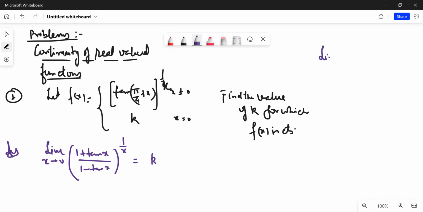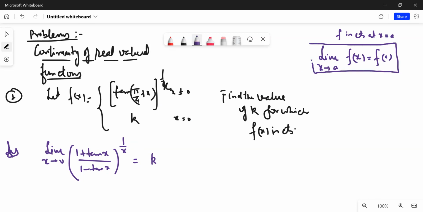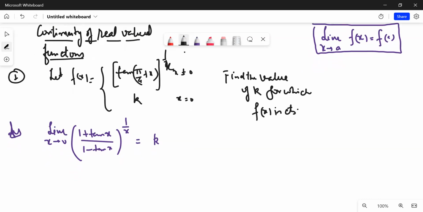So on the very first day when we were discussing continuity, what does it mean? That I will say that my function is continuous at x equal to a if limit x tends to a f(x) is equal to f(a), right? Harshit, is that clear? Yes, sir. Okay, so the limit on the left hand side should be equal to k, because f(0) is simply k, right?